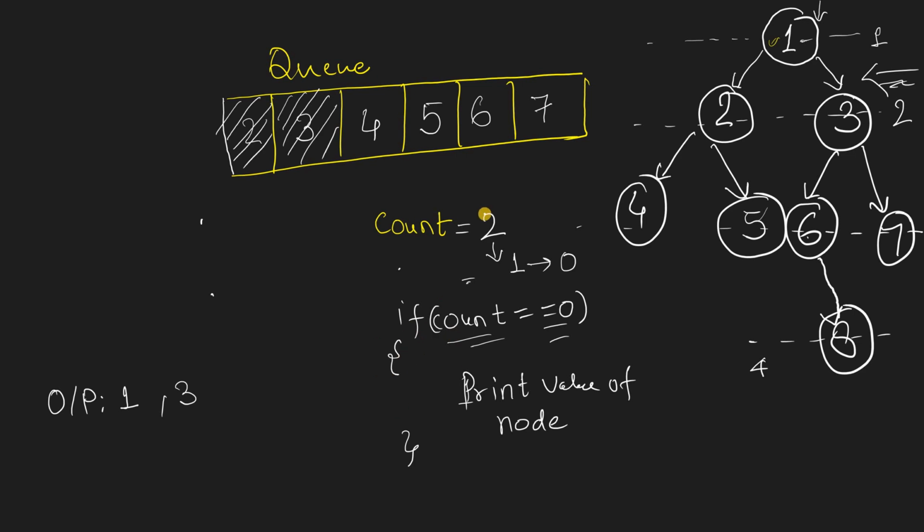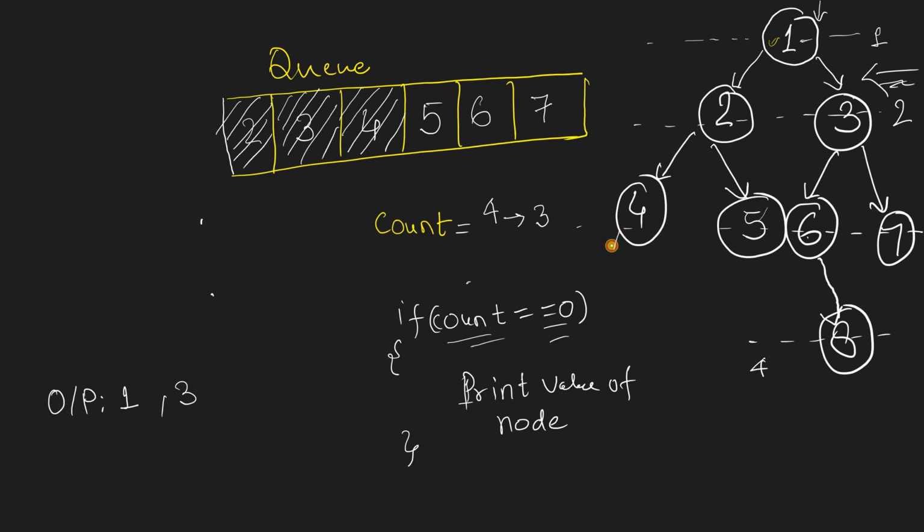So we'll again recapture the number of elements in the queue. Now the number of elements in the queue is 4. So our count will become 4. Now again we will pop the element from the queue, which is 4. We will decrement our counter by 1, so this will become 3. Now our count is not 0, so we will not do anything.